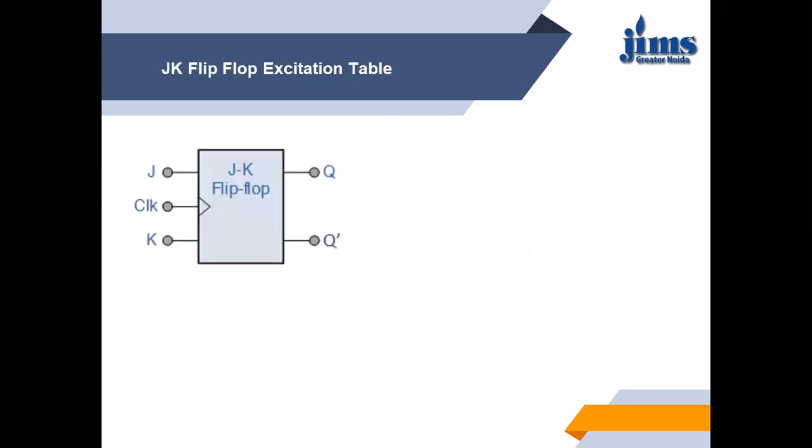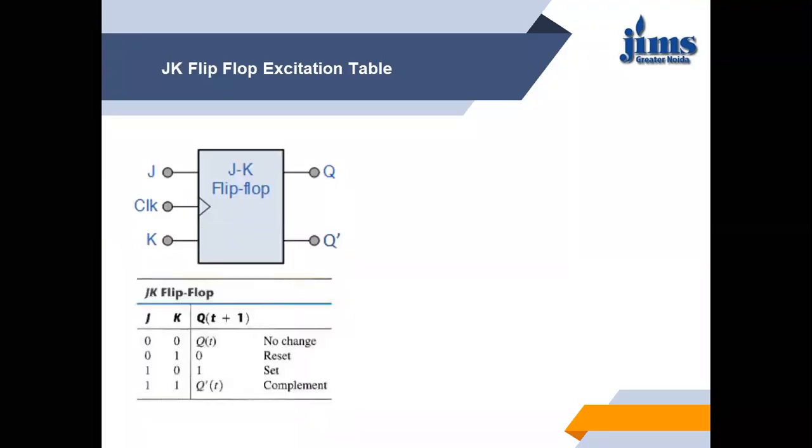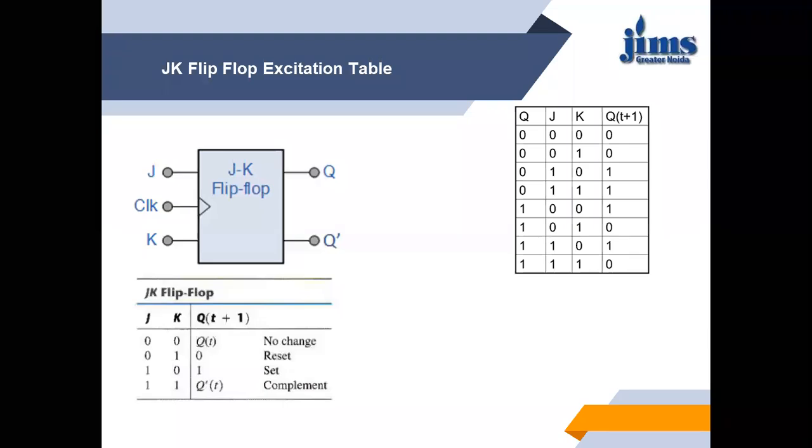Now the JK flip-flop. Block diagram of the JK flip-flop: J, K and clock as input, Q and Q bar as output. Its operating table: 0 0 no change, 0 1 reset, 1 0 set, and 1 1 complement. With this help, we can find out the characteristic table: 0 0 no change, 0 1 reset, 1 0 set, and 1 1 toggle. So the previous state was 0, so here the next state will be 1. It will complement the previous state.